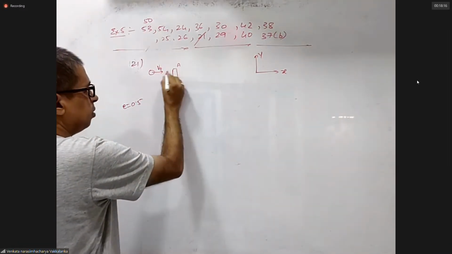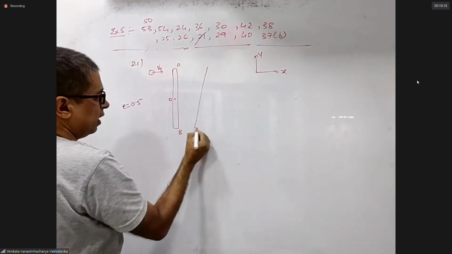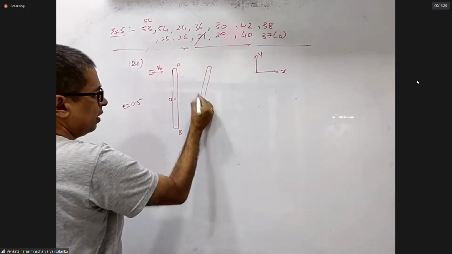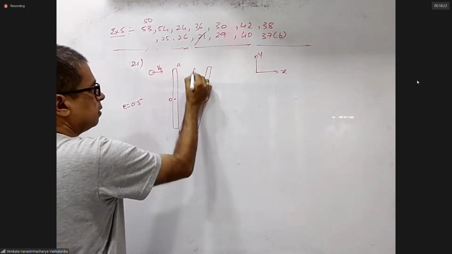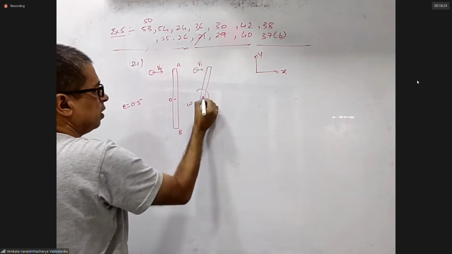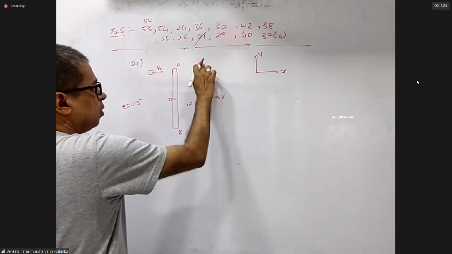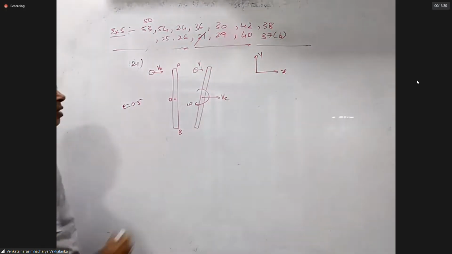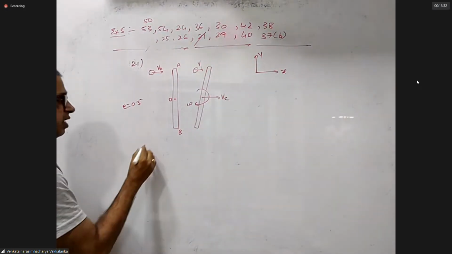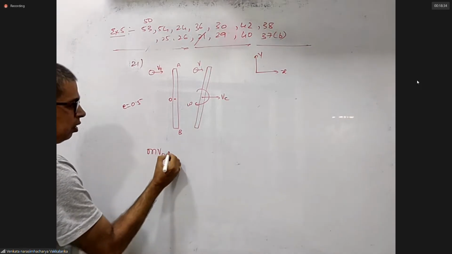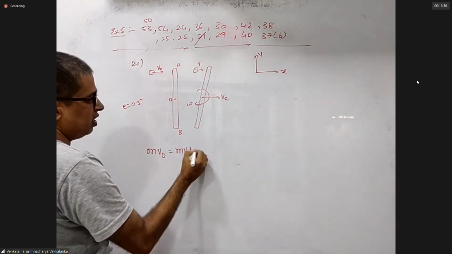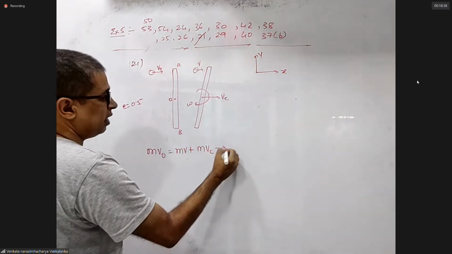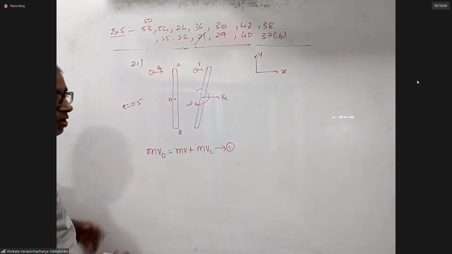Conservation of linear momentum. This will have clockwise omega, right? Let me take clockwise omega. Now this will be moving with velocity v. I'll call this vc. Right? Conservation of linear momentum: m v naught is equal to m v plus m vc. Identical masses, so this job becomes easier.